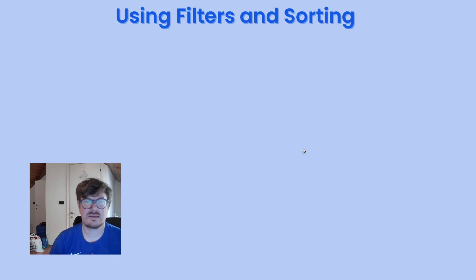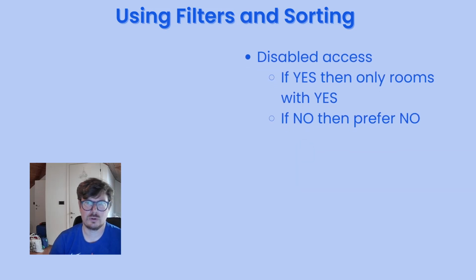So in today's lesson we're going to be using the following logic. First of all, disabled access. If they require disabled access, we're only going to assign a room with disabled access. For this scenario, we would not assign any room without disabled access, even if they're the only rooms available. We may not legally be able to do that, but this is what we're doing for this scenario.